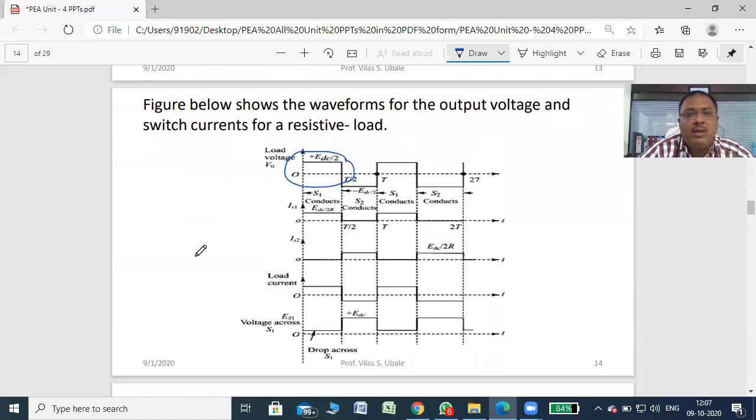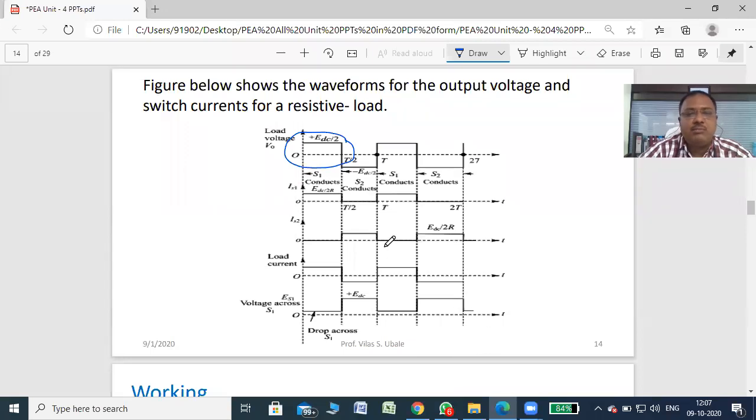Is it clearly visible to you? Because the waveform is somewhat not clear actually. It is taken from the net, so it is not clear. I don't know exactly whether it is clearly visible to you or not. Anyone unmute yourself and just tell me, is it clearly visible?